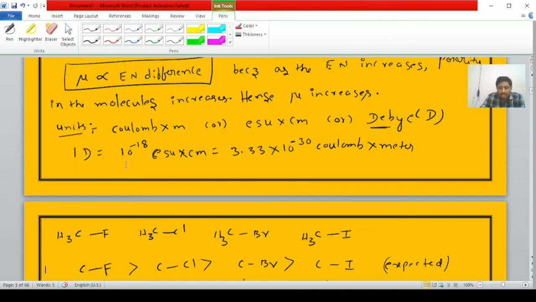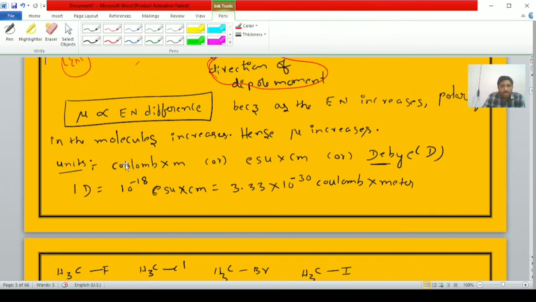Now, student, in our discussion we are discussing this one, student. The electronegativity difference. The dipole moment is directly proportional to the electronegativity difference. As the electronegativity difference increases, the dipole moment value increases. As the electronegativity difference decreases, the dipole moment value decreases. The mu is directly proportional to the electronegativity difference, because as the EN difference increases, polarity in the molecule increases.